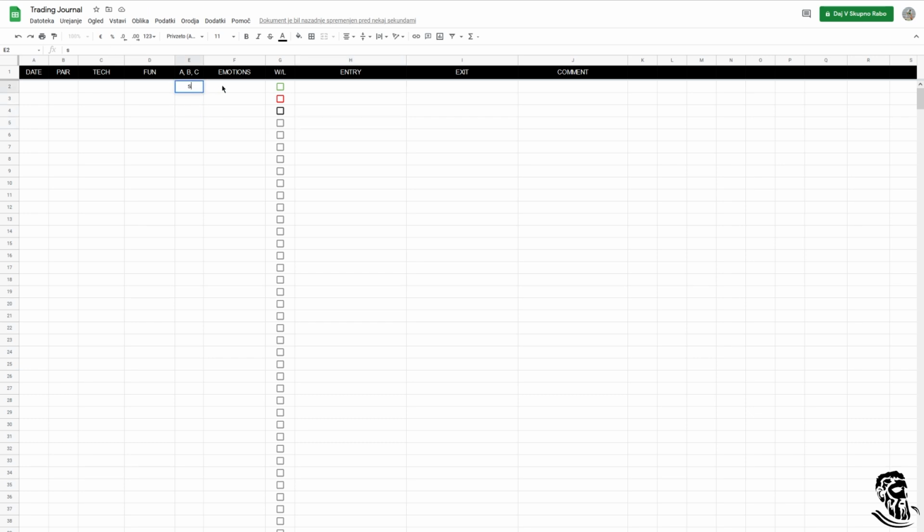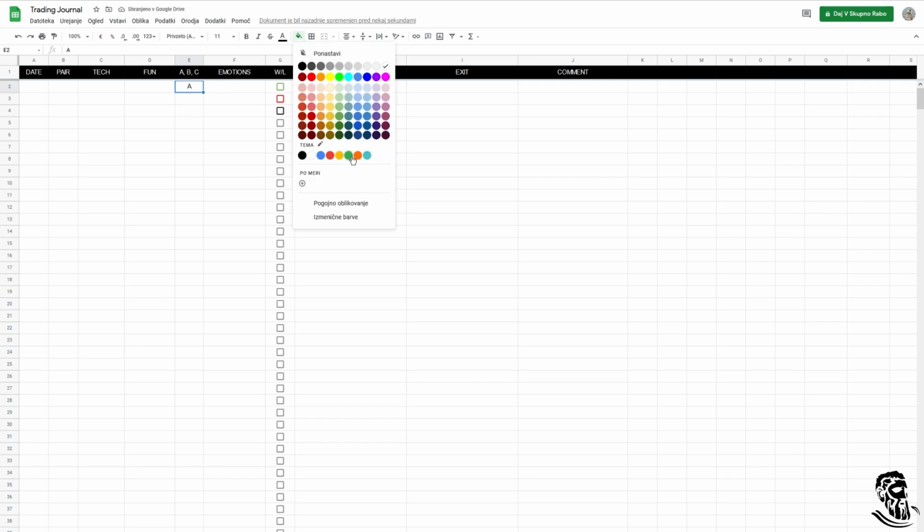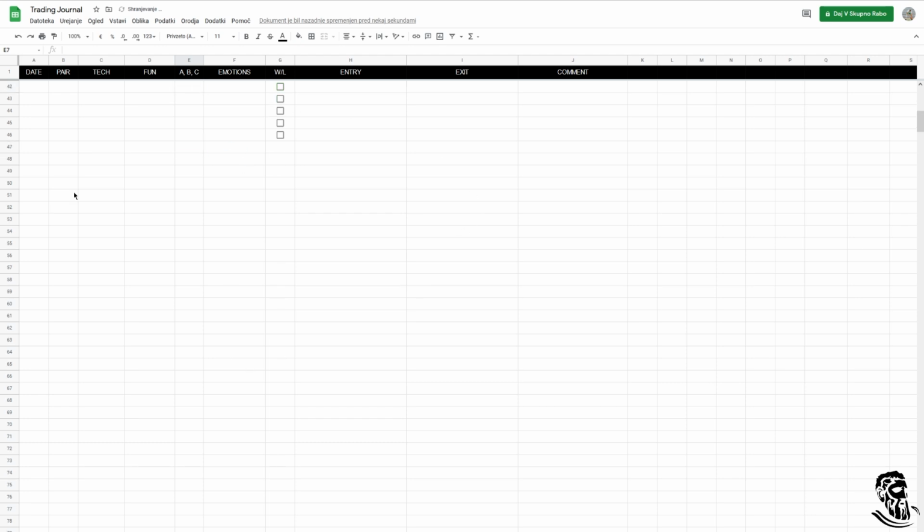A, B, and C, the same thing. A can be the green one, and you can set it up yourself. A can be the same green, and B can be other colors. So right off the bat, when you have a lot of trades, you just go back and see if it's a good trade or bad trade.